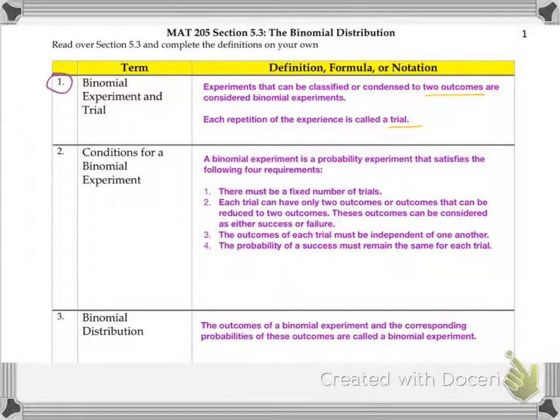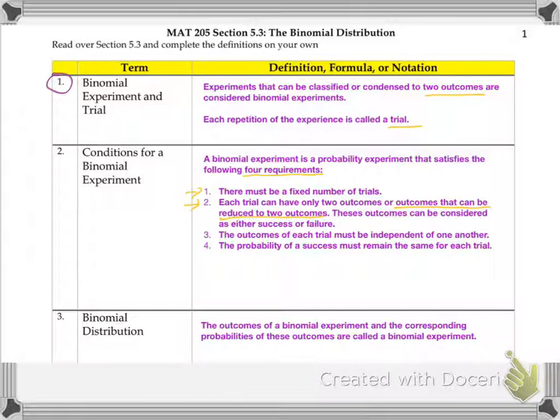Conditions. All right, so when we think about the conditions for a binomial experiment, there are actually four requirements that satisfy a binomial experiment. Okay, so one is that there must be a fixed number of trials in your experiment. Two, each trial can have only two outcomes, or outcomes that can be reduced to two outcomes.